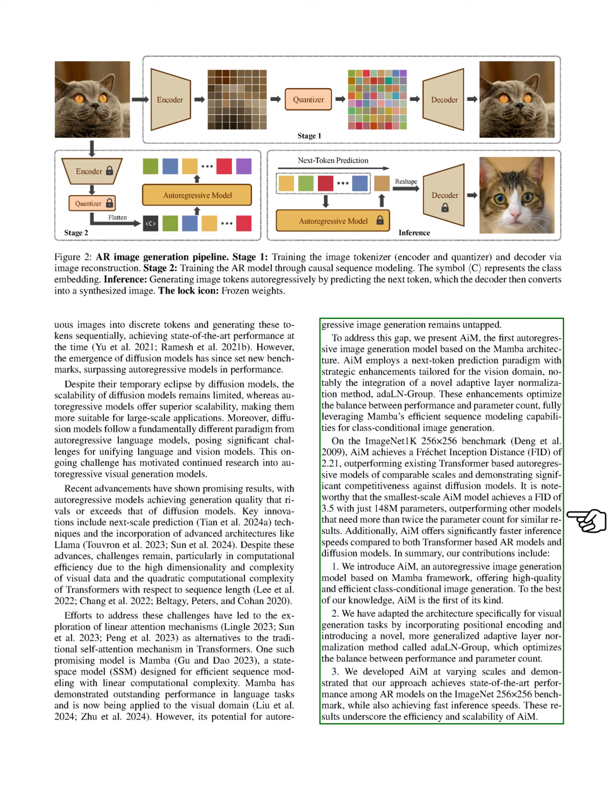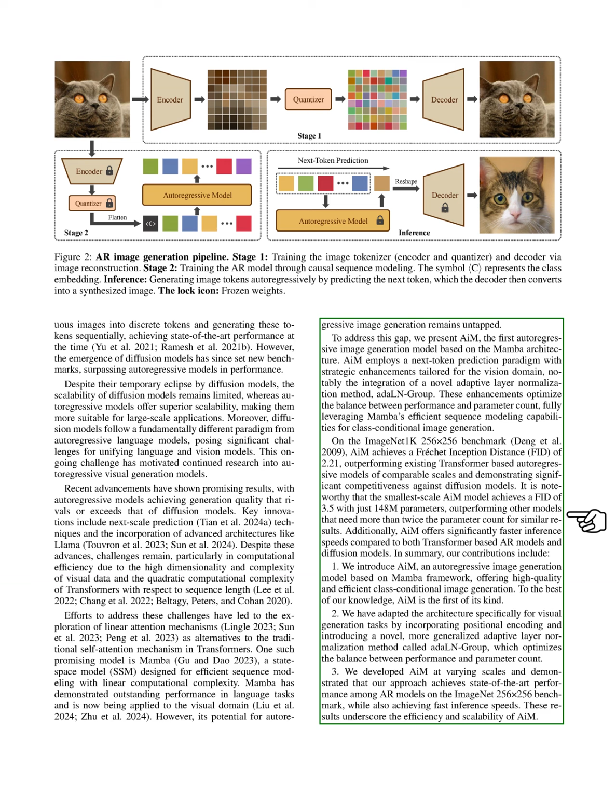In summary, our contributions include: 1. Introducing AIM, an autoregressive image generation model based on the Mamba framework, which offers high-quality and efficient class-conditional image generation. 2. Adapting the architecture for visual tasks by incorporating positional encoding and a new adaptive layer normalization method, ADALN group, to optimize performance and parameter count. 3. Developing AIM at various scales and demonstrating its state-of-the-art performance on the ImageNet 256x256 benchmark, along with fast inference speeds, highlighting AIM's efficiency and scalability.